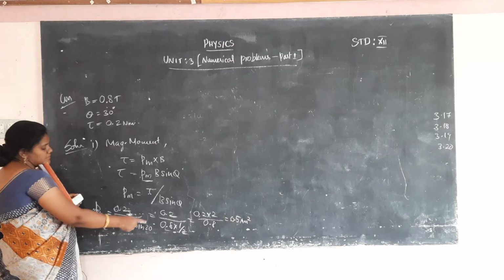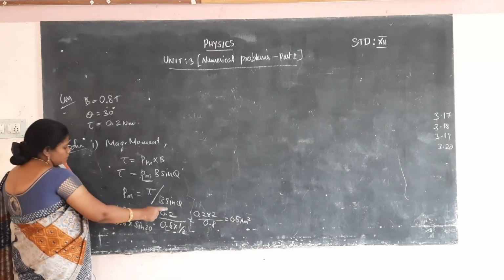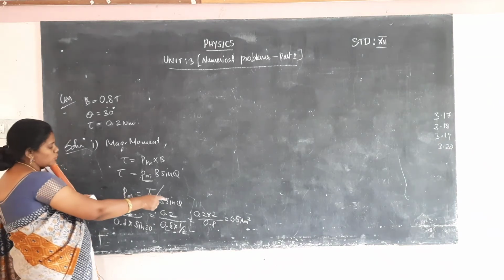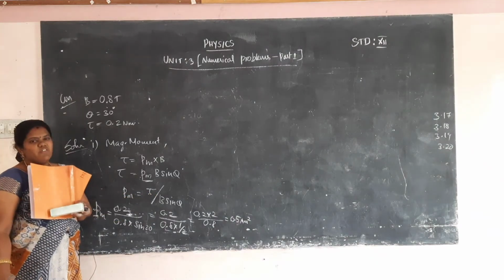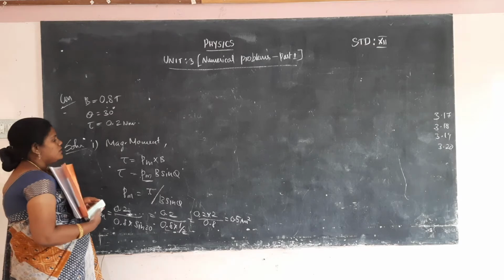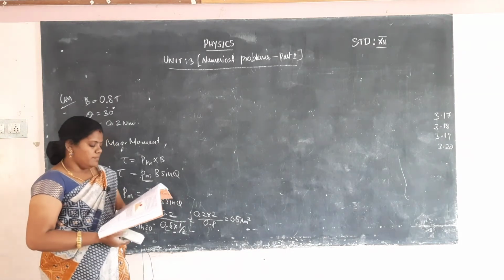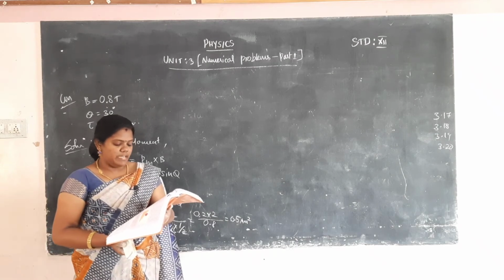So sin 30 will be 1 by 2. So 0.2 by 0.8 into 1 by 2. So 0.2 into 2 by 0.8. So that is 0.5 ampere meter square. Okay. This is the first question's answer. That is the total magnetic moment of a magnet.